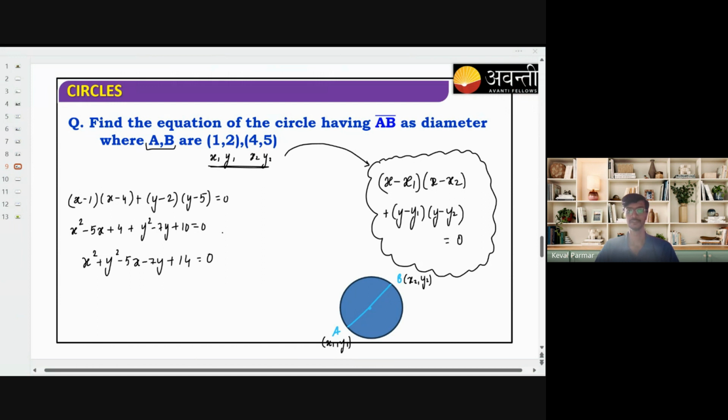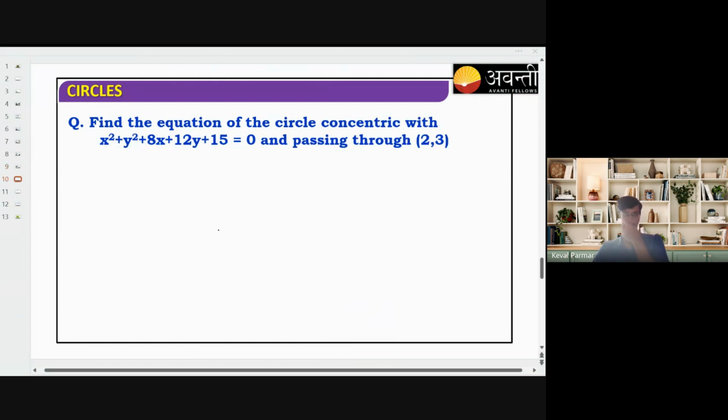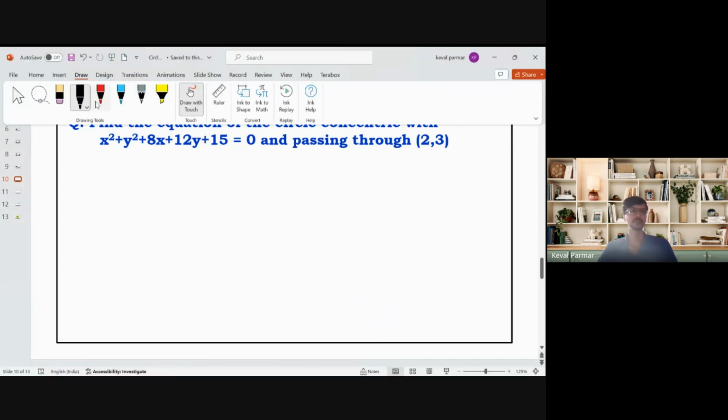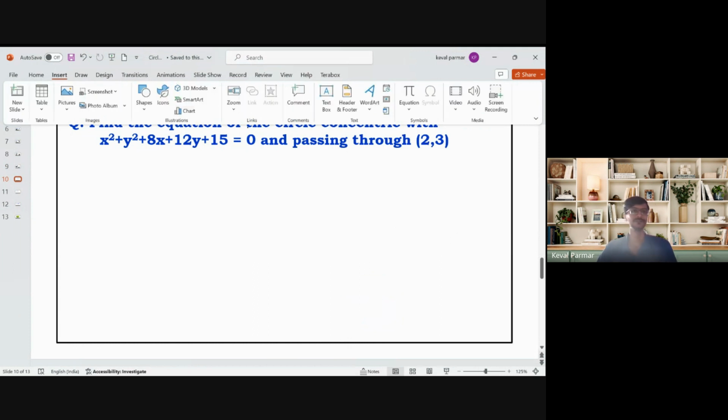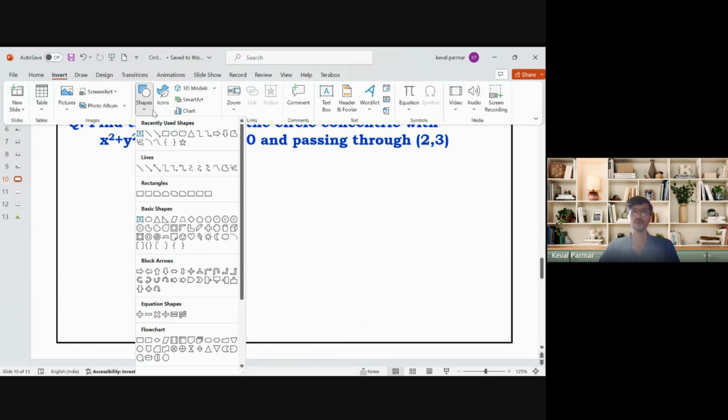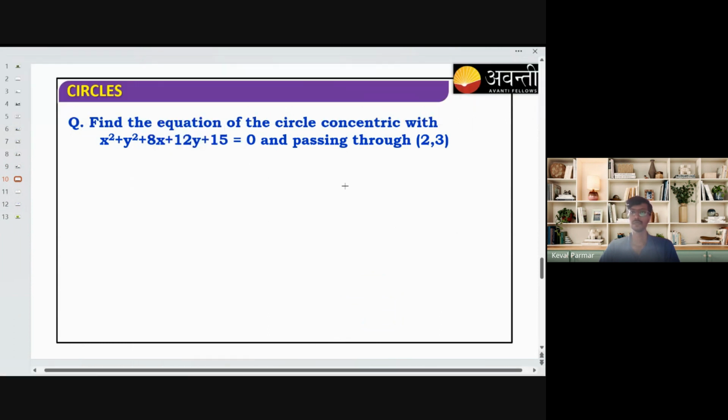Let's see the next question. Now, this is a good question. Not so good, but you can say it's the best NCERT question. This is the best question they can ask from NCERT. Before proceeding with the question, or rather we'll proceed with the question while I explain. Correct? So, I hope you know what concentric circles are.